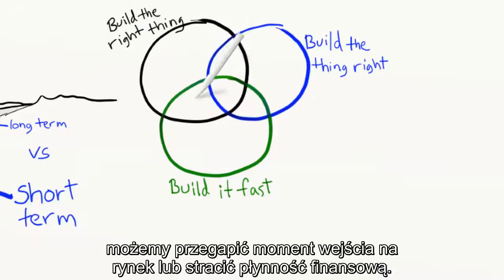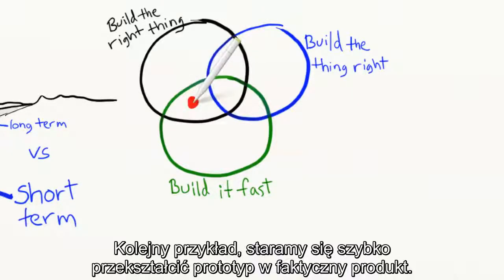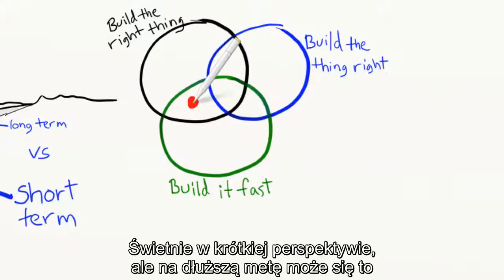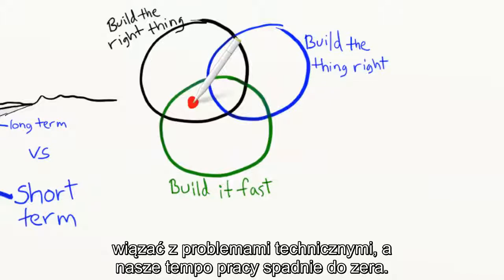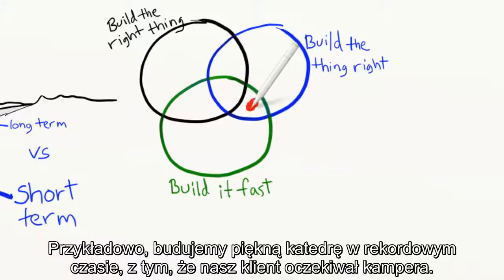cash flow problems. Or suppose we are here, rushing to turn a prototype into a usable product. Great for the short term perhaps, but in the long term, we might be drowning in technical debt and our velocity will approach zero. Or suppose we are here, building a beautiful cathedral in record time, except that the users didn't need a cathedral, they needed a camper van.